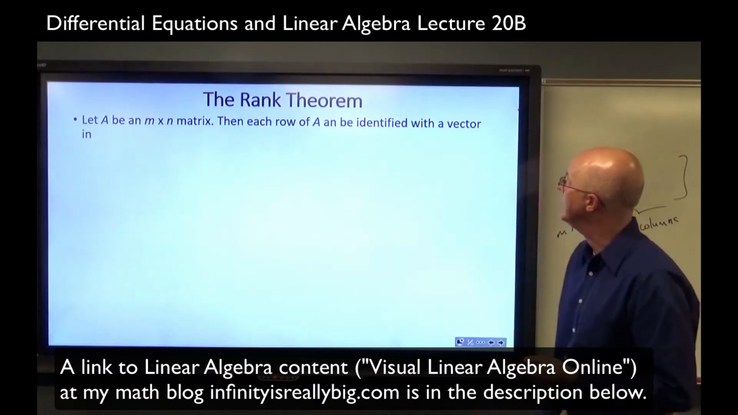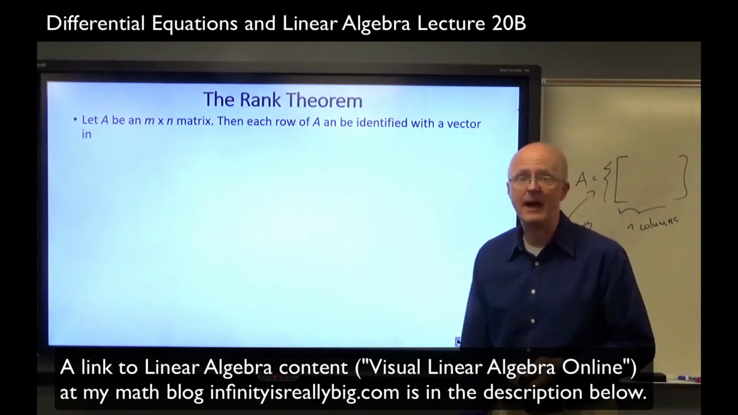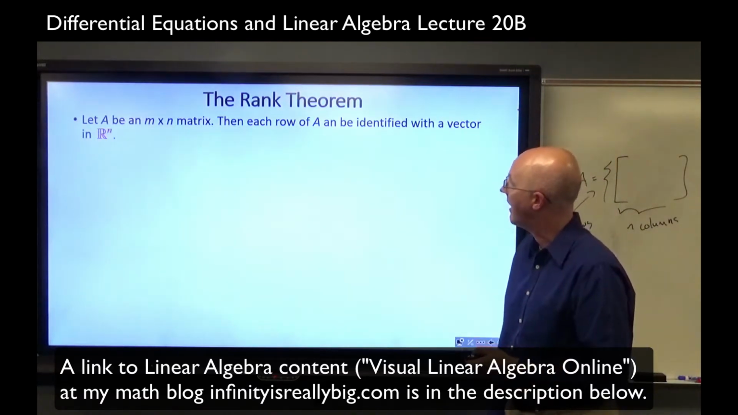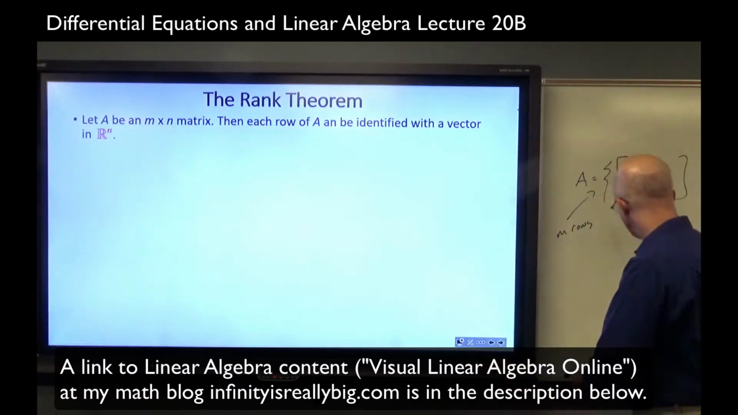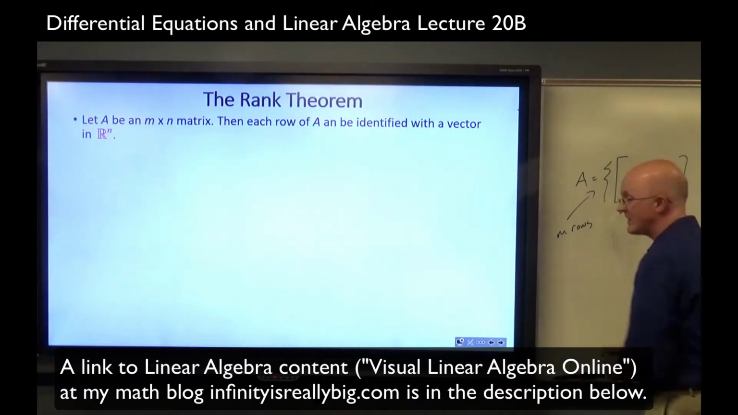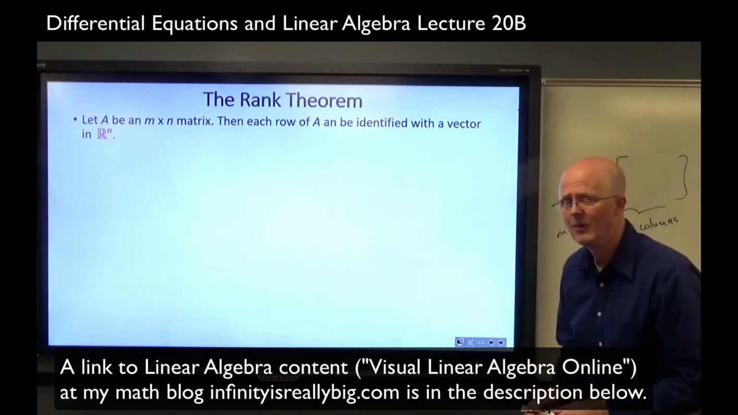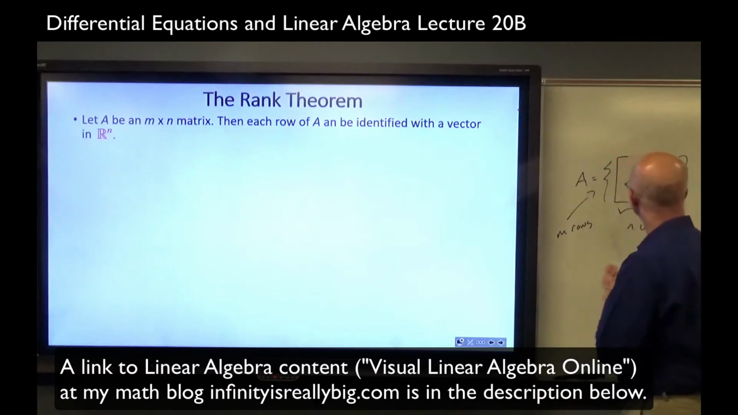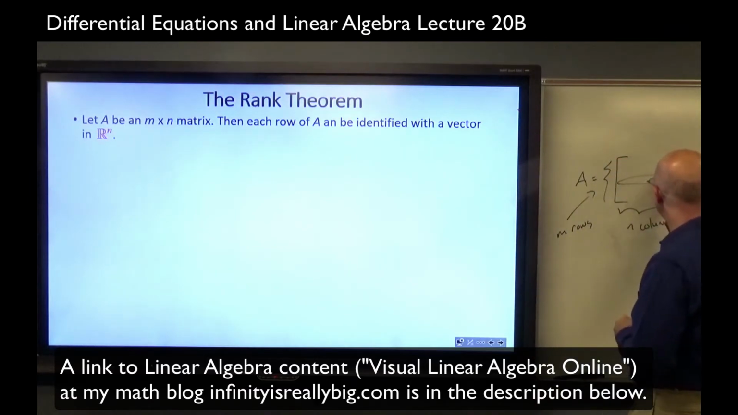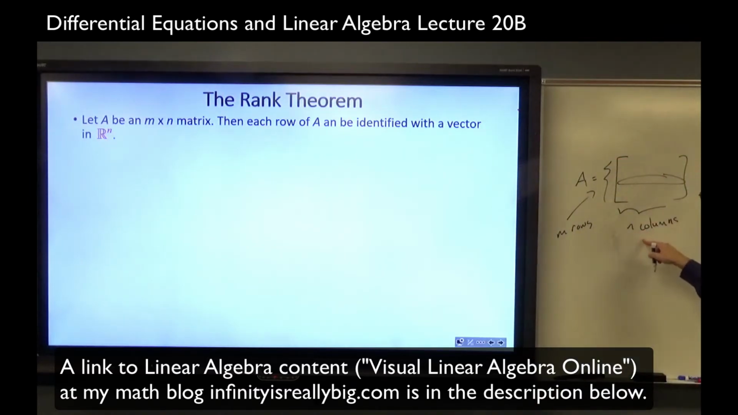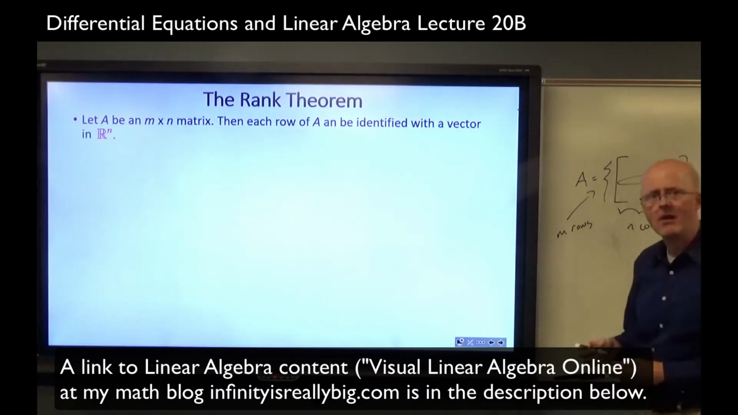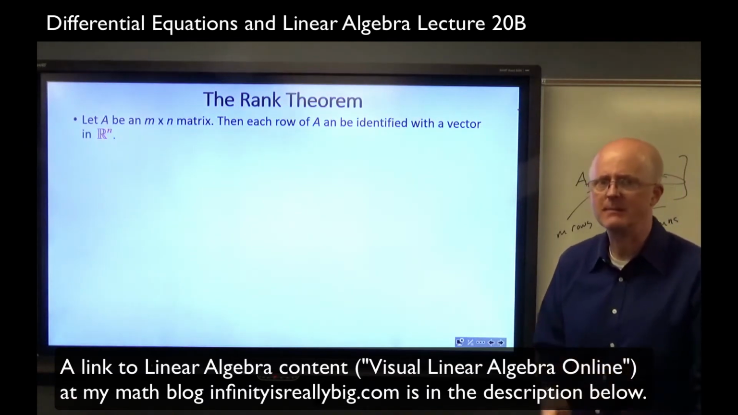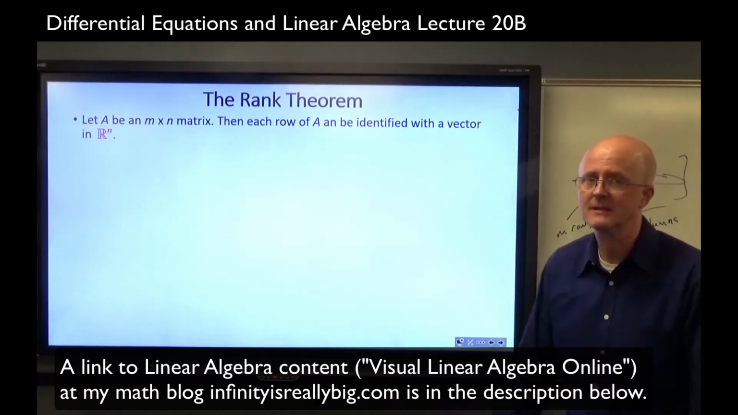Each row of A can be identified with a vector in Rn. Each row. We've talked about column vectors plenty. We haven't really talked about row vectors, but each row has n entries because there's n columns. You could think of it as a vector in Rn. But wait a minute, shouldn't it be a column vector if it's going to be in Rn?